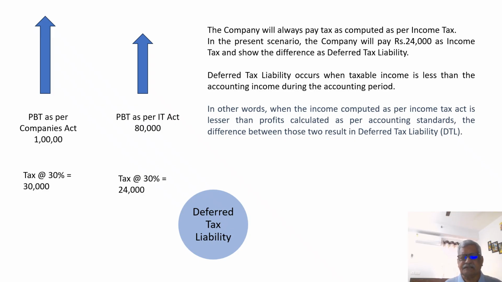liability. Deferred tax liability occurs when taxable income is less than the accounting income during the accounting period. In other words, when the income computed as per Income Tax Act is lesser than profit calculated as per accounting standards, the difference between those two results in deferred tax liability, that is DTL.